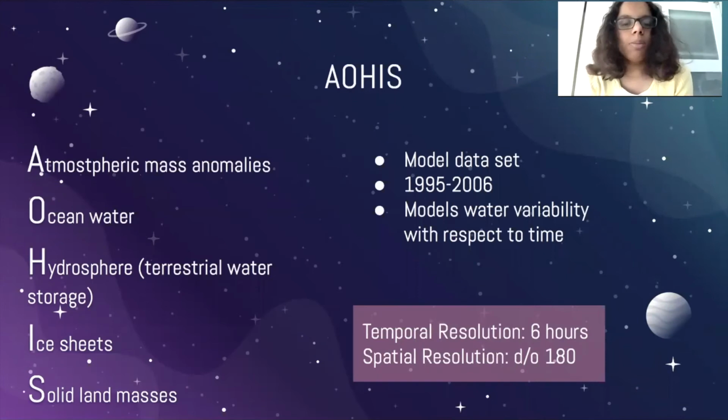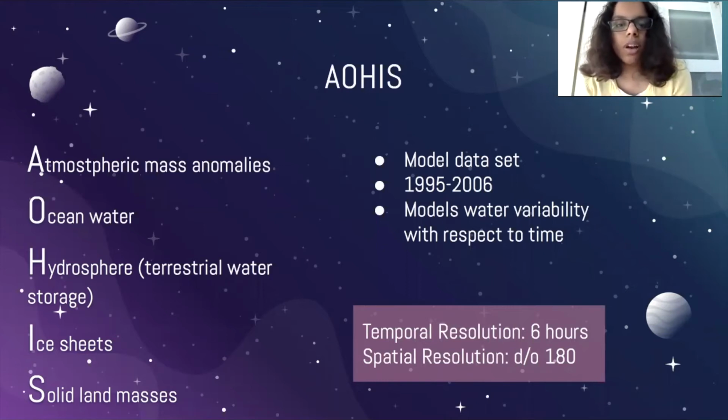So in the beginning, we talked about the AOHIS dataset, which we're going to be using in conjunction with the GRACE dataset for a machine learning algorithm. But what is the AOHIS dataset? AOHIS is a model dataset created by the European Space Agency, and it runs from 1995 to 2006. It models water variability with respect to time.